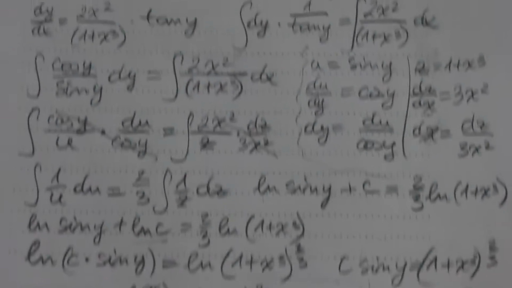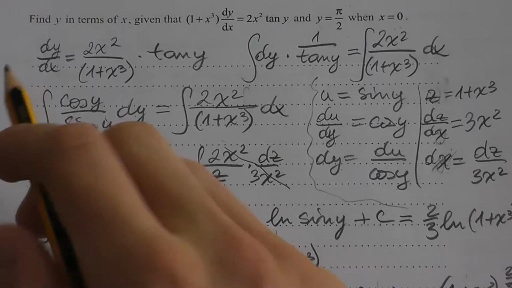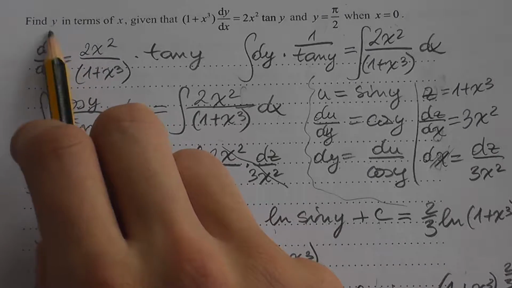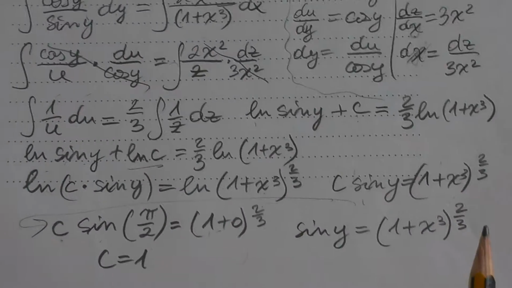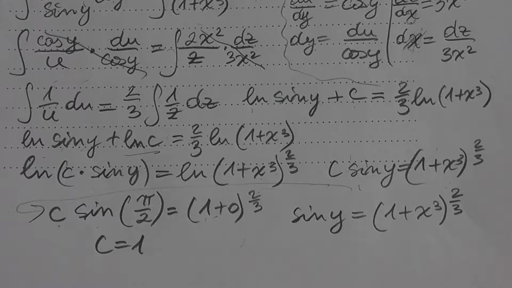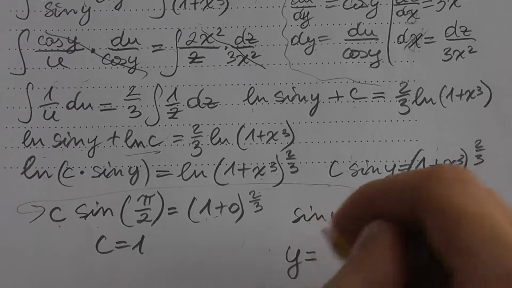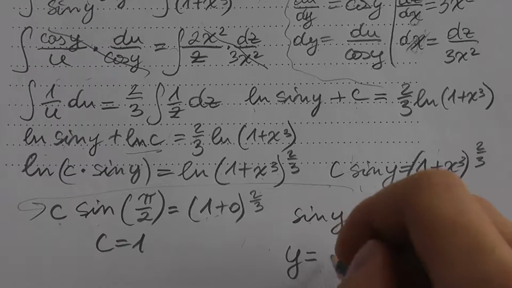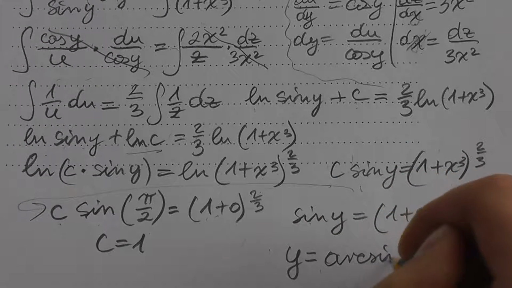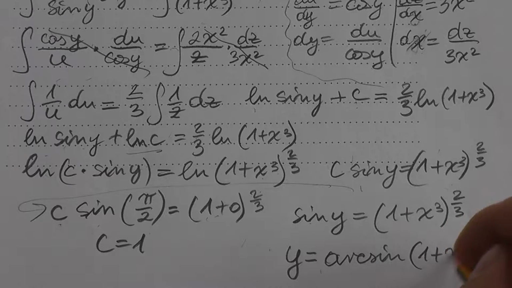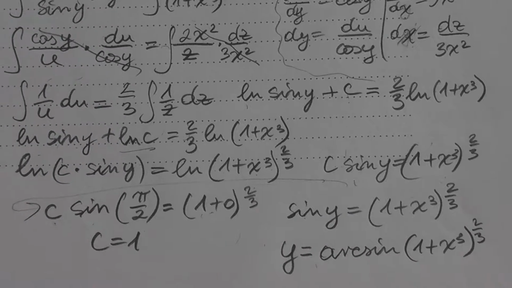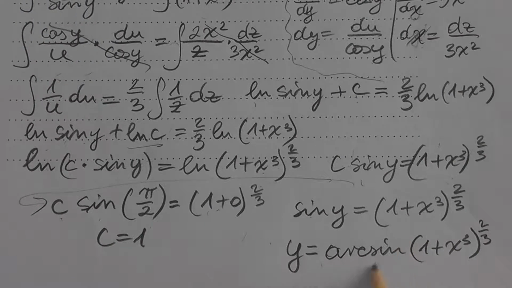But because the original problem, the only problem, asked us to find y in terms of x, we have to take the arc sine of both sides, and so the arc sine of sine y is simply y, and on this side we get the arc sine of what was on the right side, which is 1 plus x cubed to the power of 2/3. And that is our answer.